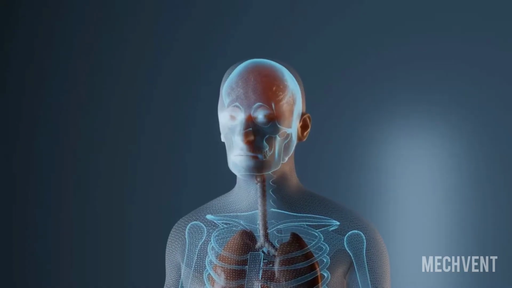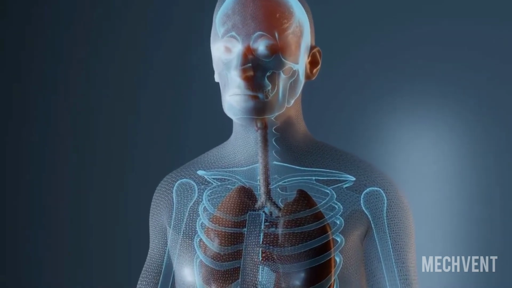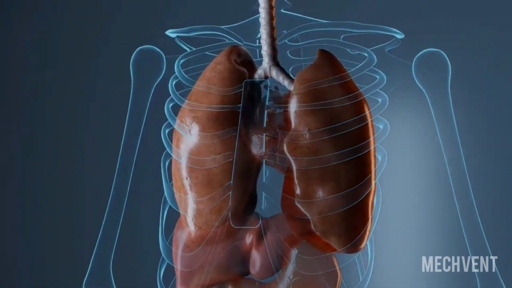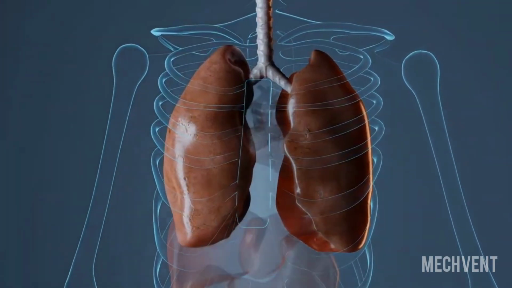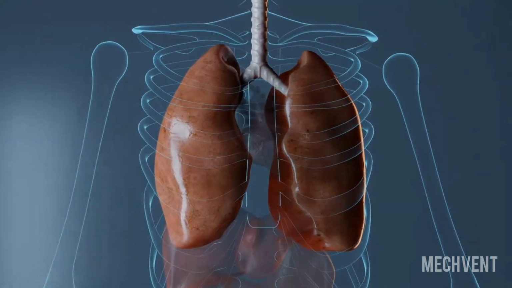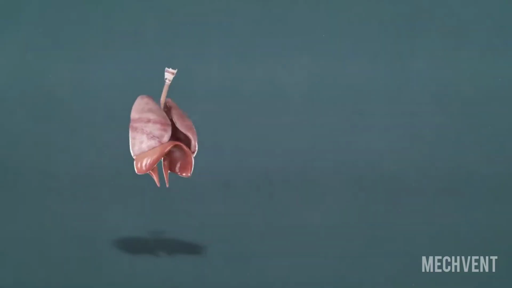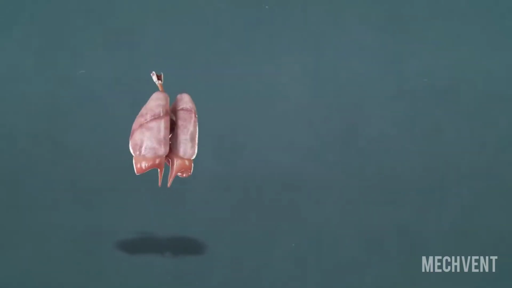The respiratory system is a group of organs responsible for taking in oxygen, eliminating carbon dioxide, and maintaining proper pH balance in the body. It consists of the nasal cavity, pharynx, larynx, trachea, bronchi, bronchioles, and alveoli.